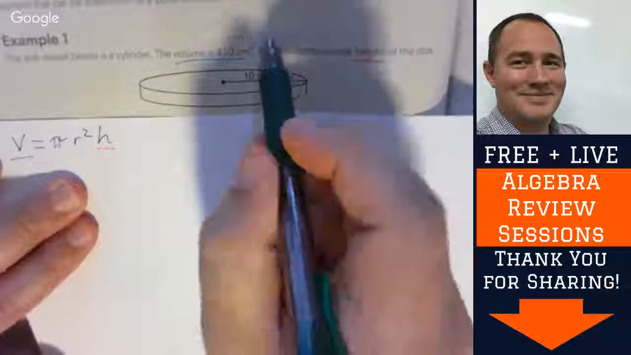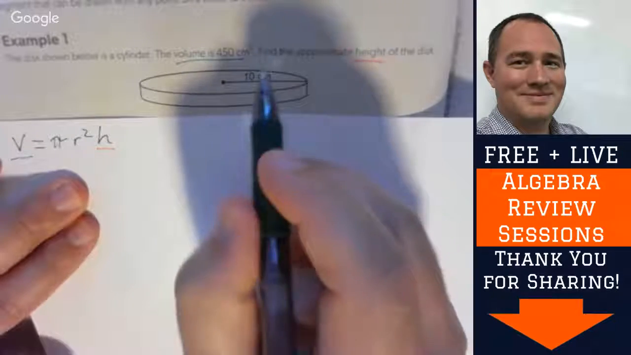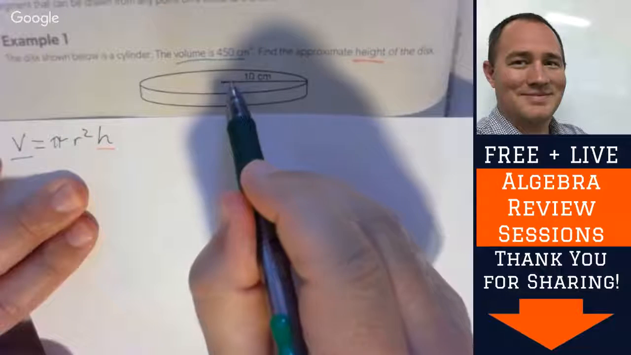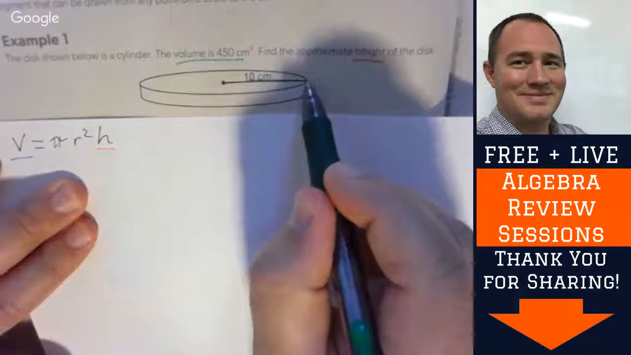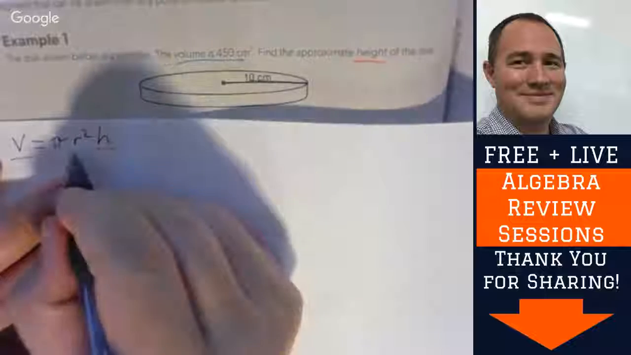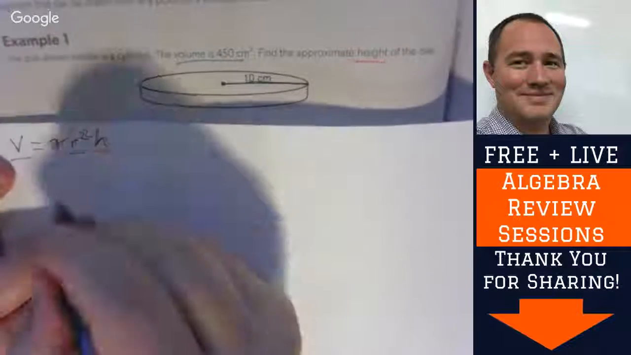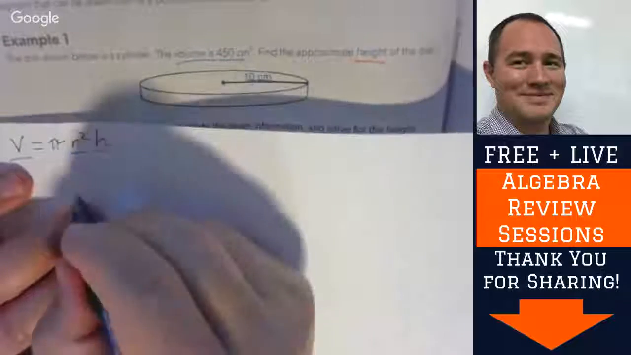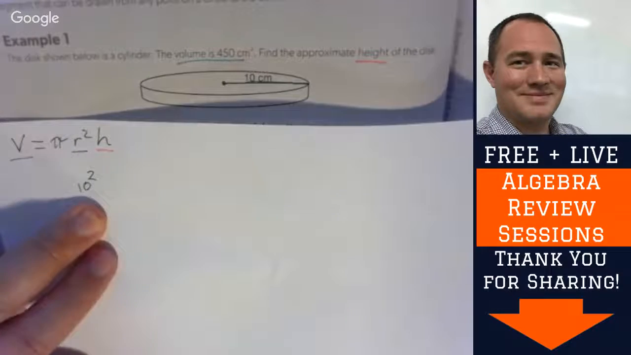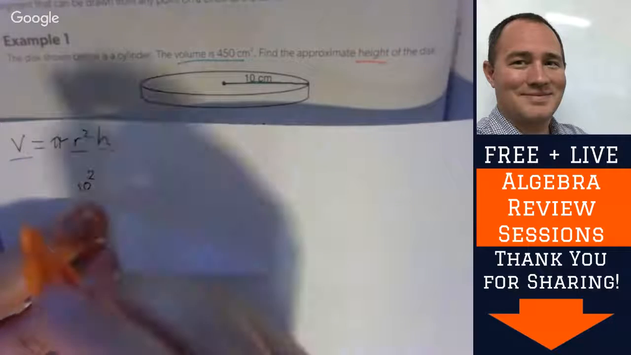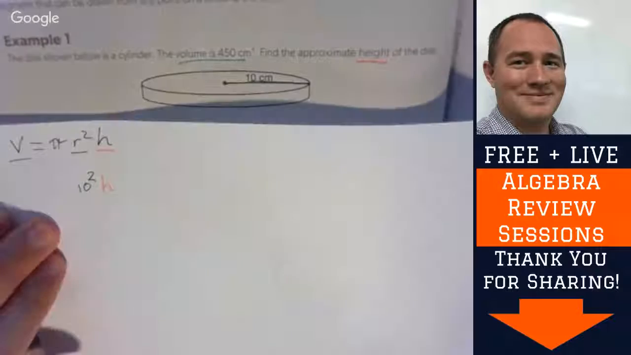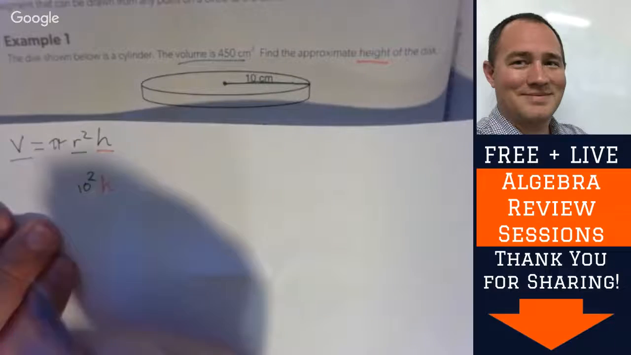And it labels on our example here that it doesn't say what the radius is, but it shows this line that goes from the center out to one of the edges of that circle is 10. So that's going to be our radius. So let's go ahead and start plugging these things in. So radius, I can do that. That's going to be 10 squared. It used to be r squared. Now it's 10 squared. H is unknown. That's what we're trying to solve for. Volume is given to be 450.